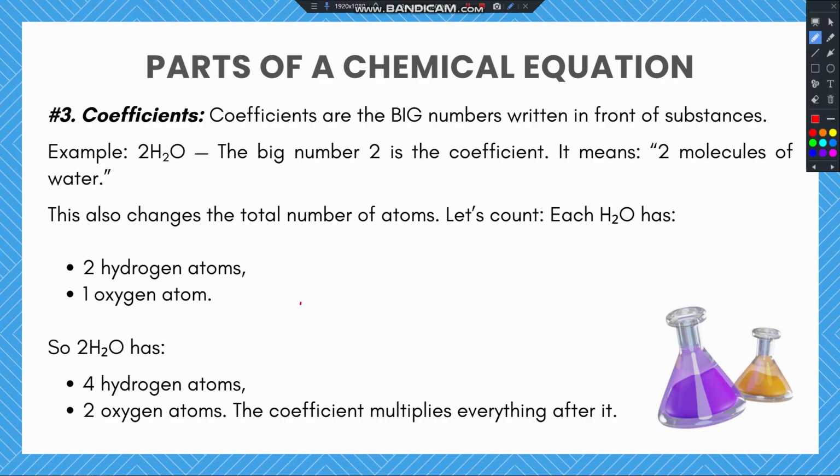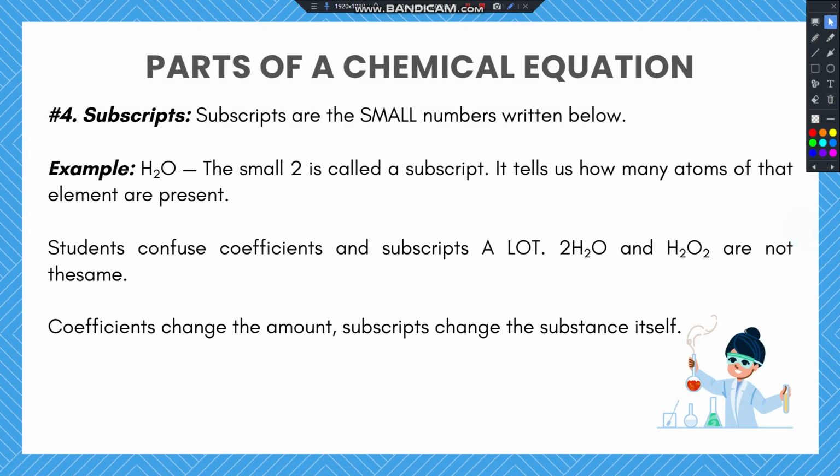So 2H2O has 4 hydrogen atoms and 2 oxygen atoms. Basically, the coefficient multiplies everything that comes after it. That's what the coefficient does. So fourthly, we have the subscript.